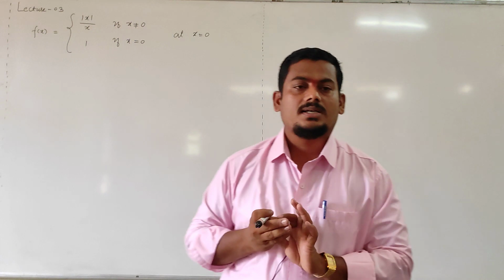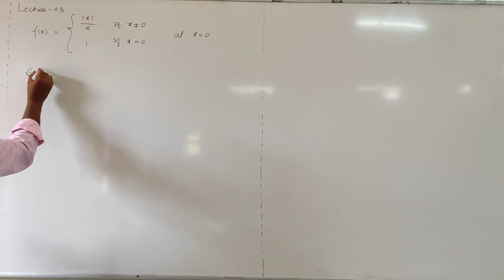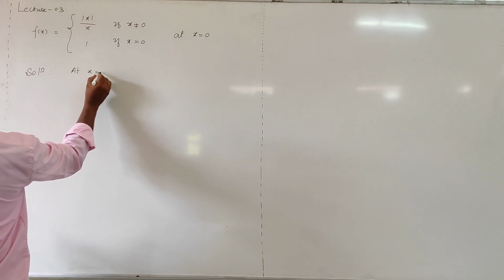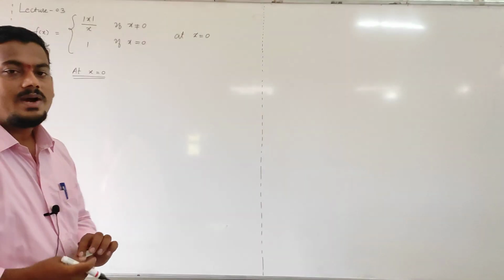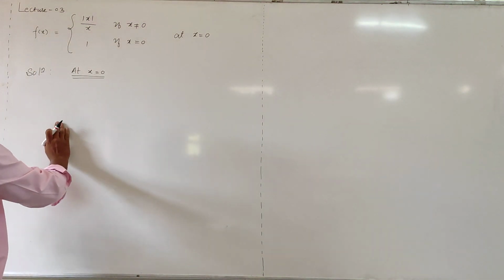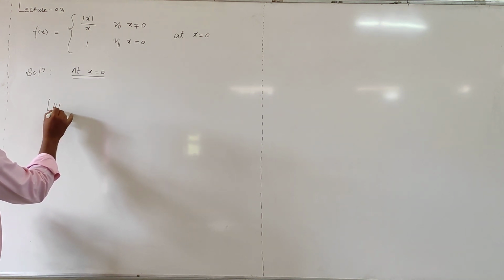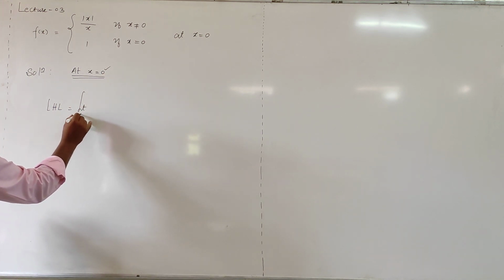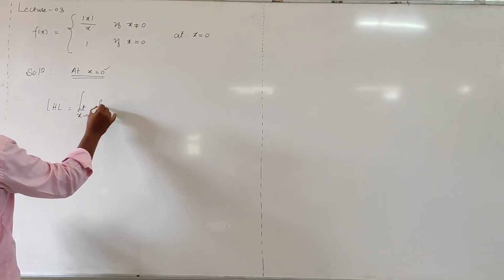Now, solution. At what point? At x equal to 0. At this point, we have to verify whether the function is continuous or discontinuous, right? Left hand limit, LHL equal to, the left hand limit notation is x tending to 0 minus, first write in general the function f of x, right?